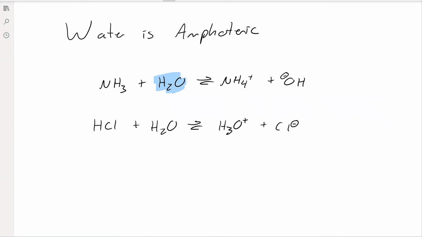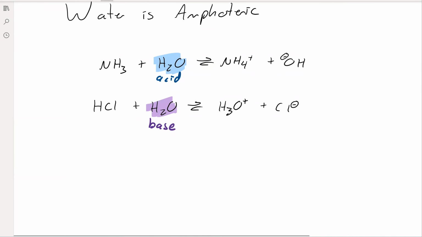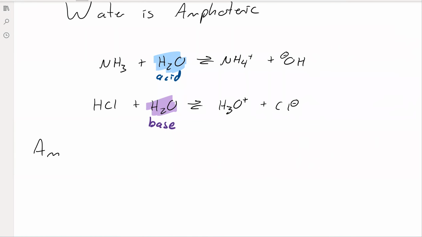Over here, we said that this water was acting as the acid because it donated the H plus. Over here, we said that water is acting as the base because it accepted the H plus. And so that's what amphoteric means. Amphoteric means that it can act as an acid or a base.